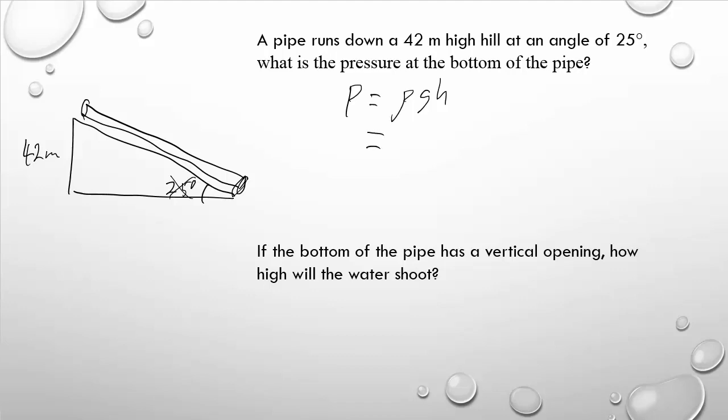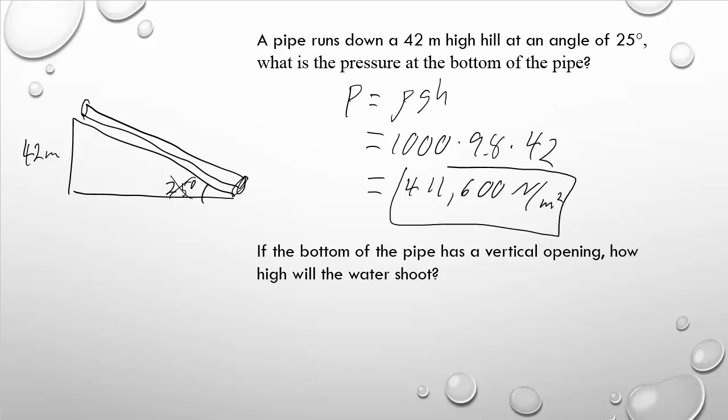So all I have to do is plug in nice and easy to this equation here, and I will get 411,600 newtons per meter squared is the gauge pressure at the bottom of that pipe.